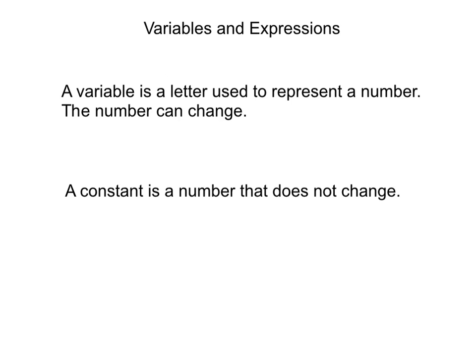A variable is a letter used to represent a number, and the number can change. Examples of variables would be the letter X or the letter Y. Those are probably the two most common variables that we see. A variable simply represents a number, and it can be any number.